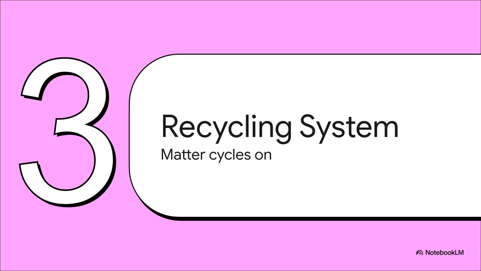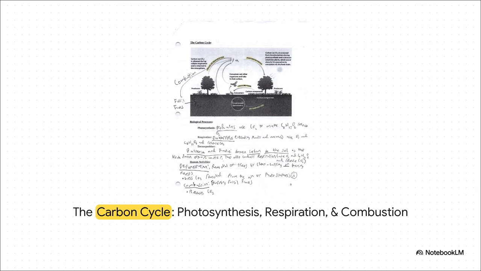Section 3, nature's ultimate recycling system. How matter cycles on. So we've established that energy eventually just kind of fades away as heat. But physical matter, elements like carbon, water, and nitrogen, they have to be endlessly, flawlessly recycled for life to continue. The carbon cycle is this beautiful, continuous loop.